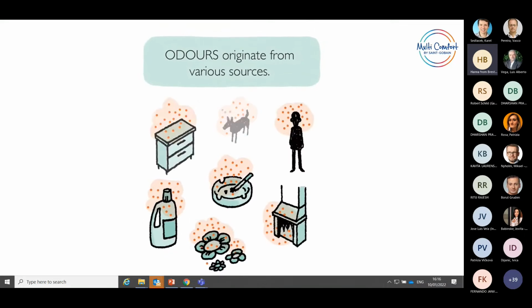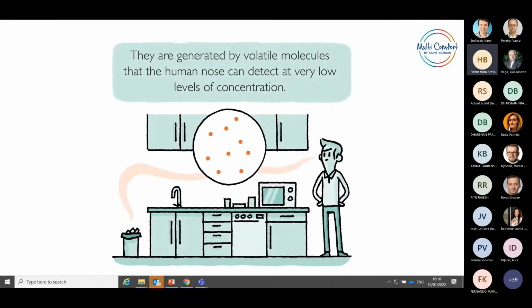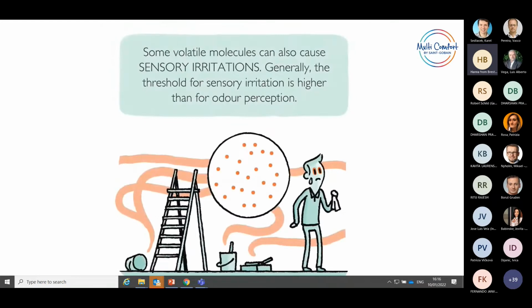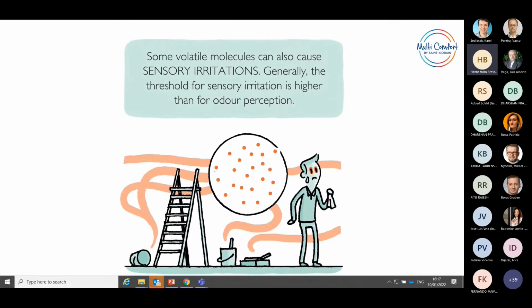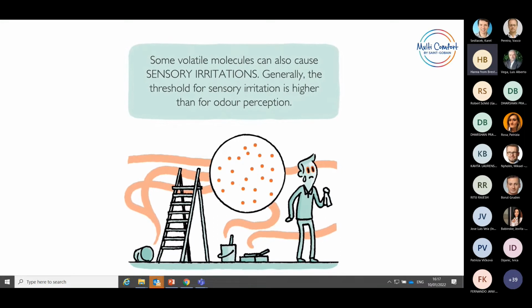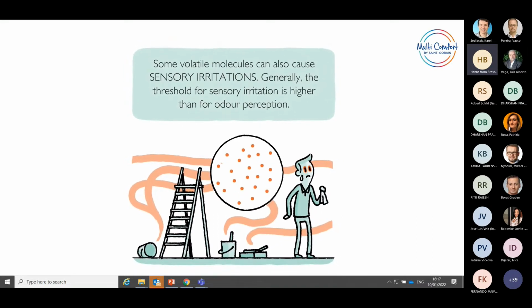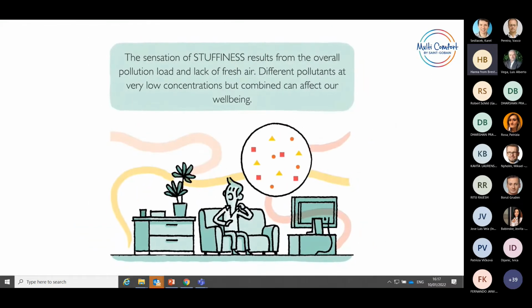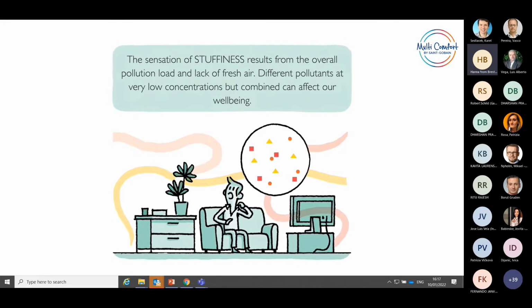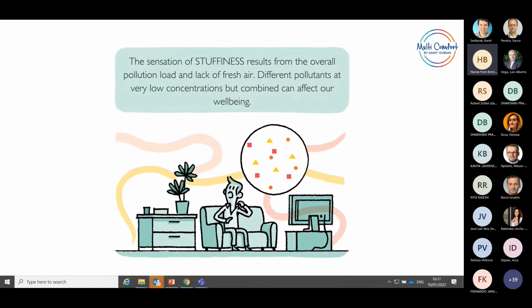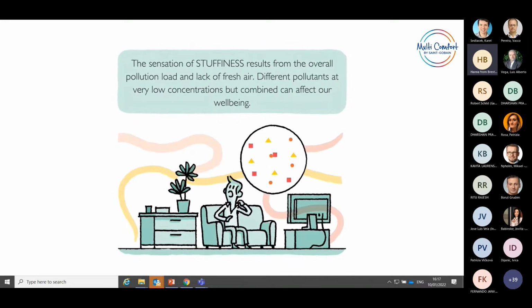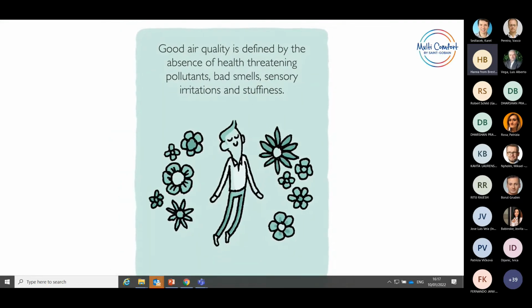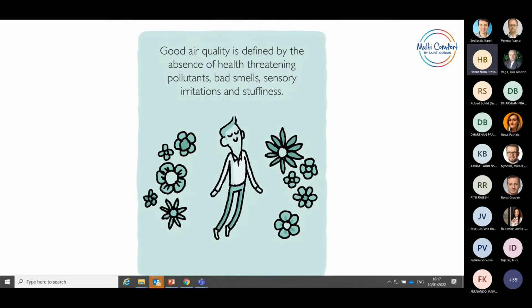Odours originate from various sources. They are generated by volatile molecules that the human nose can detect at very low levels of concentration. Some volatile molecules can also cause sensory irritations. Generally, the threshold for sensory irritation is higher than for odour perception. The sensation of stuffiness results from the overall pollution load and lack of fresh air. Different pollutants at very low concentrations, but combined, can affect our well-being. Good air quality is defined by the absence of health-threatening pollutants, bad smells, sensory irritations, and stuffiness.